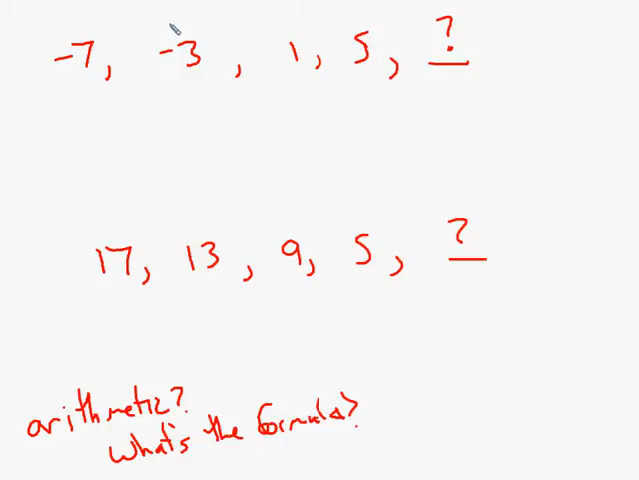How do I go from negative 7 to negative 3? Maybe add 4. How do I go from negative 3 to 1? Maybe add 4. And then how do I go from 1 to 5? I was overthinking that. So 9's next. Is this arithmetic? It's arithmetic if I repeatedly add. Did I repeatedly add the same thing? Yes. So what's my common difference?